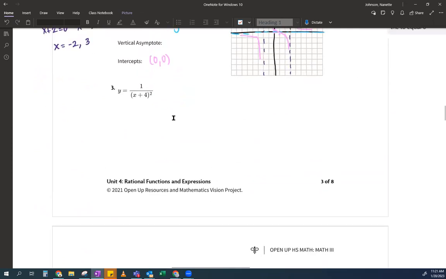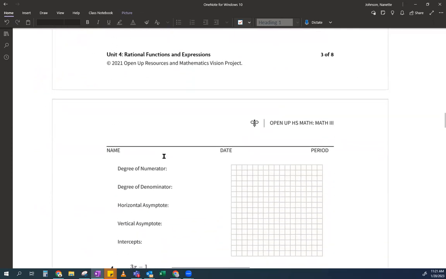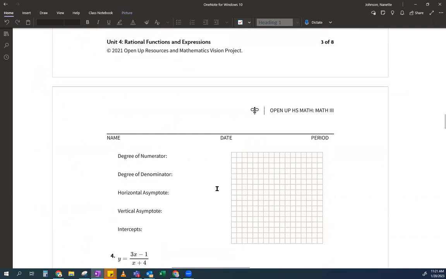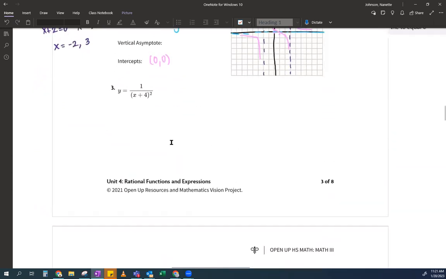Okay, so here's what we're going to do. You're going to try to do this one right here. You're not going to try, you're going to get this one done. I want the degree of the numerator, the degree of the denominator. I want you to find the vertical asymptote without using the graph. And then I want you to use the graph to find your horizontal asymptote.